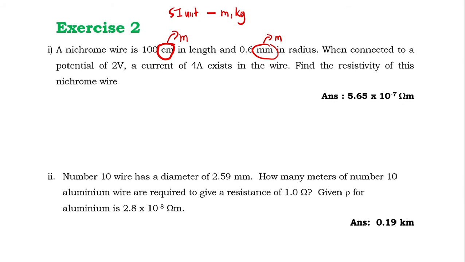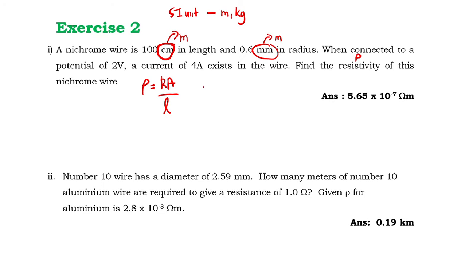So kena tukar in this unit. Okay, and radius 0.6 mm, when connected to a potential difference of 2V and a current 4A exists in the wire. Find the resistivity of the nichrome wire. So dia nak cari resistivity equal to RA over L. Okay, so R ni adalah resistance, A adalah area, L adalah length.